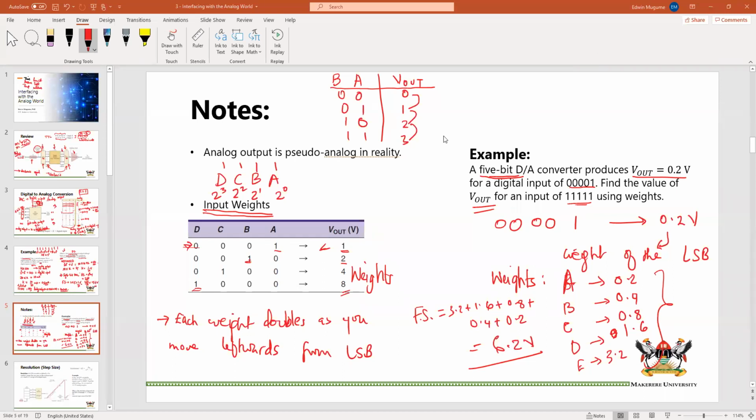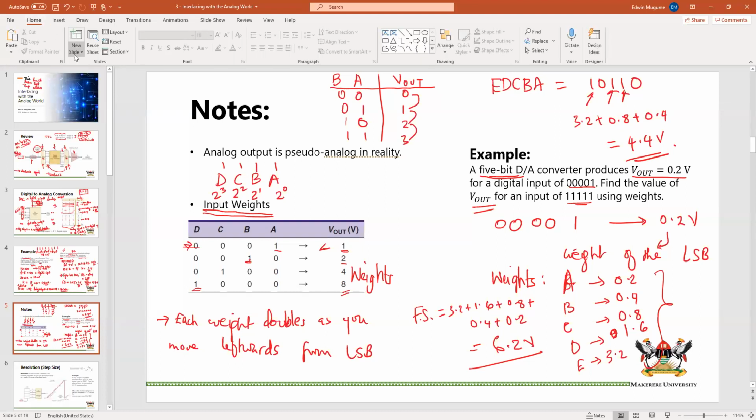Okay, thank you, Sylvia. Now, if I wanted to find what if E, D, C, B, A was 10110? All I need is to add the weight of E, jump that, add the weight of C, and add the weight of B. And that would be 3.2 plus 0.8 plus 0.4, which is 4.4 volts. This is how I would easily do that.